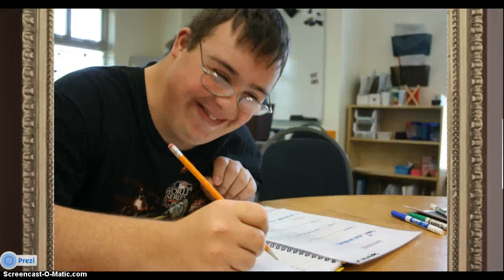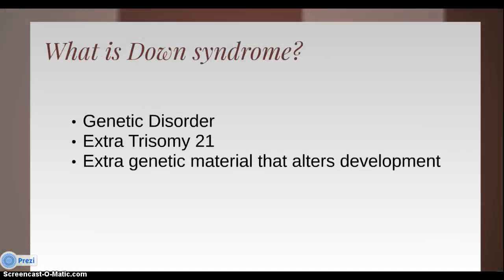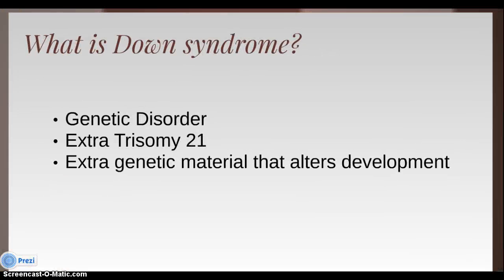In order to better understand what is expected of teachers when working with individuals with Down syndrome, let me give you a little bit of information about Down syndrome itself. Down syndrome is a genetic disorder. Individuals born with Down syndrome have an extra chromosome 21, also known as trisomy 21. This occurs during cell division when the genes of the mother and father are combining to create the baby.